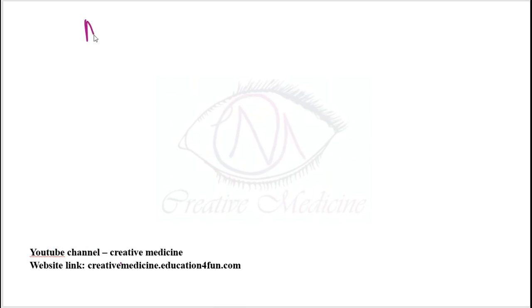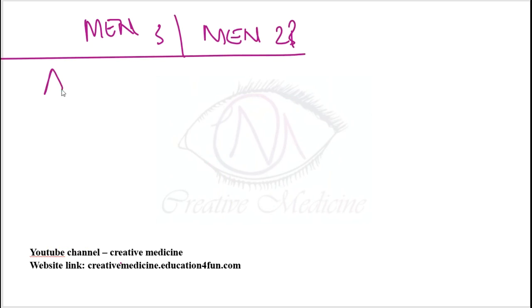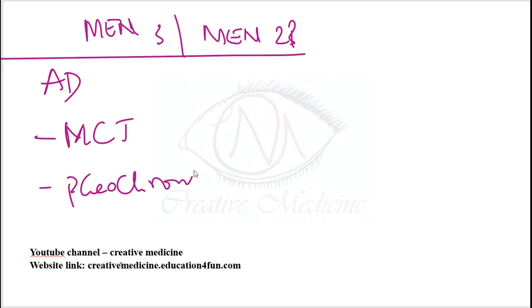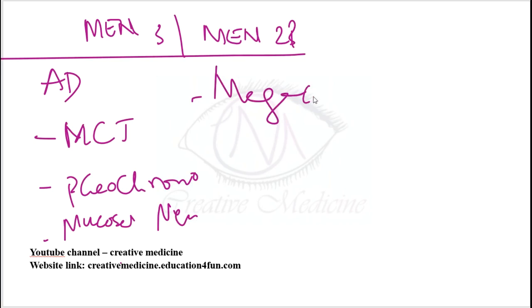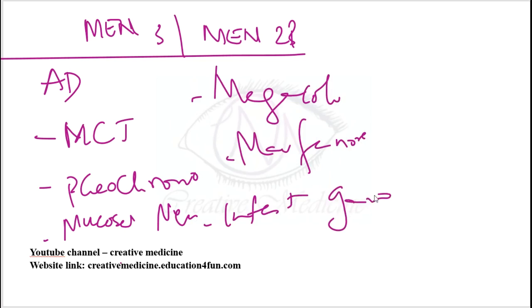Then we have something called MEN 3, also called MEN 2B. MEN 3 or MEN 2B is an autosomal dominant condition characterized by medullary carcinoma of thyroid with pheochromocytoma and mucosal neuromas. The patient will also have megacolon with marfanoid habitus, and intestinal ganglioneuromas are also seen.